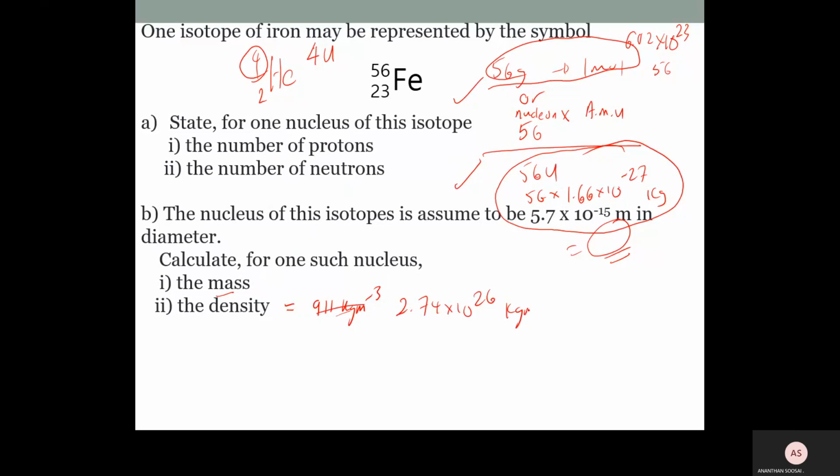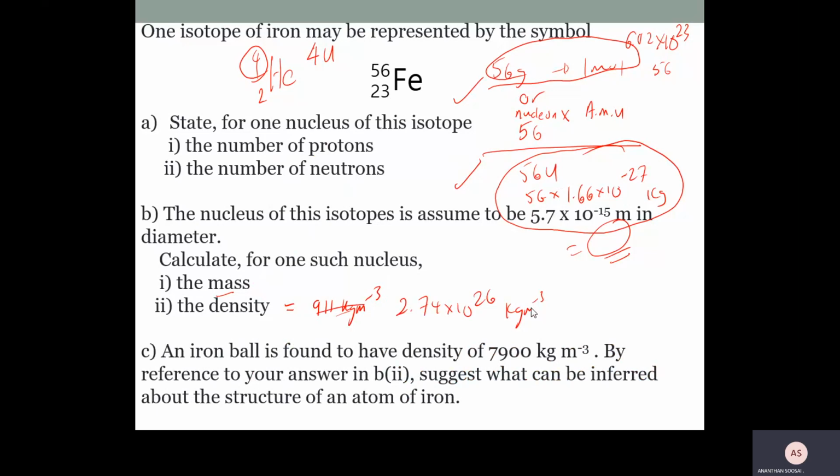This makes sense. Because the most dense material in the world, at the microscopic level, is the nucleus. It is the most dense material. Okay. Macroscopic, diamond. Then come to the microscopic stage, nucleus. So 2.7 makes sense. 10 to the power of 26.